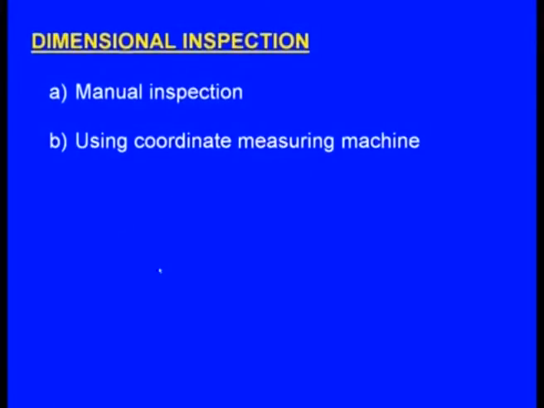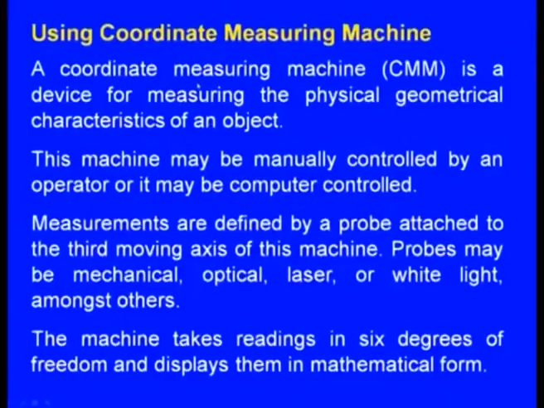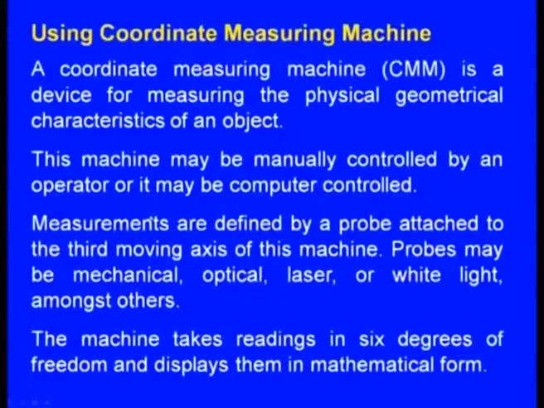Dimensional inspection again is carried out in two types. One is manual inspection and the other one is using a coordinate measuring machine. There is not much to learn about the manual inspection. So, let us see a little about the coordinate measuring machine. A coordinate measuring machine, CMM, is a device for measuring the physical geometrical characteristics of an object. This machine may be manually controlled by an operator and it may be computer controlled. It can be manual or computer controlled.